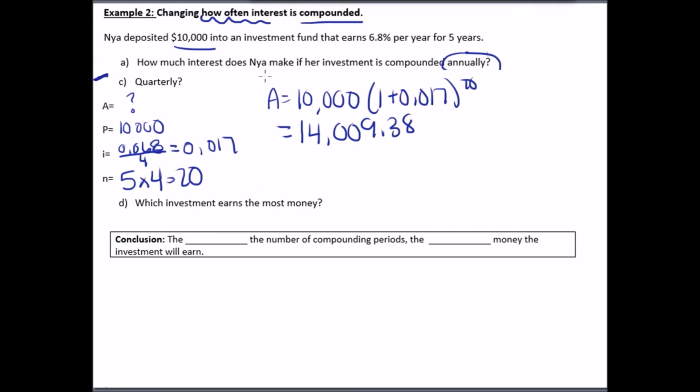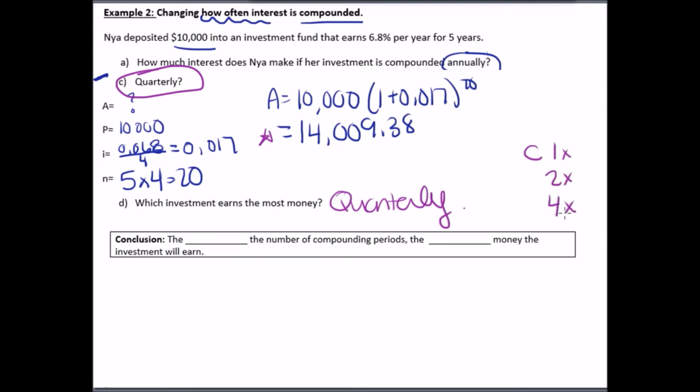So in this one, this is definitely the investment that earned the most money, so quarterly. So we did compounded 1 time per year, compounded 2 times per year, and 4 times per year. And when we got paid out 4 times per year, this is when we earn the most money. So let's do the conclusion. The greater the number of compounding periods, so the more the compounding periods, the more money the investment will earn.